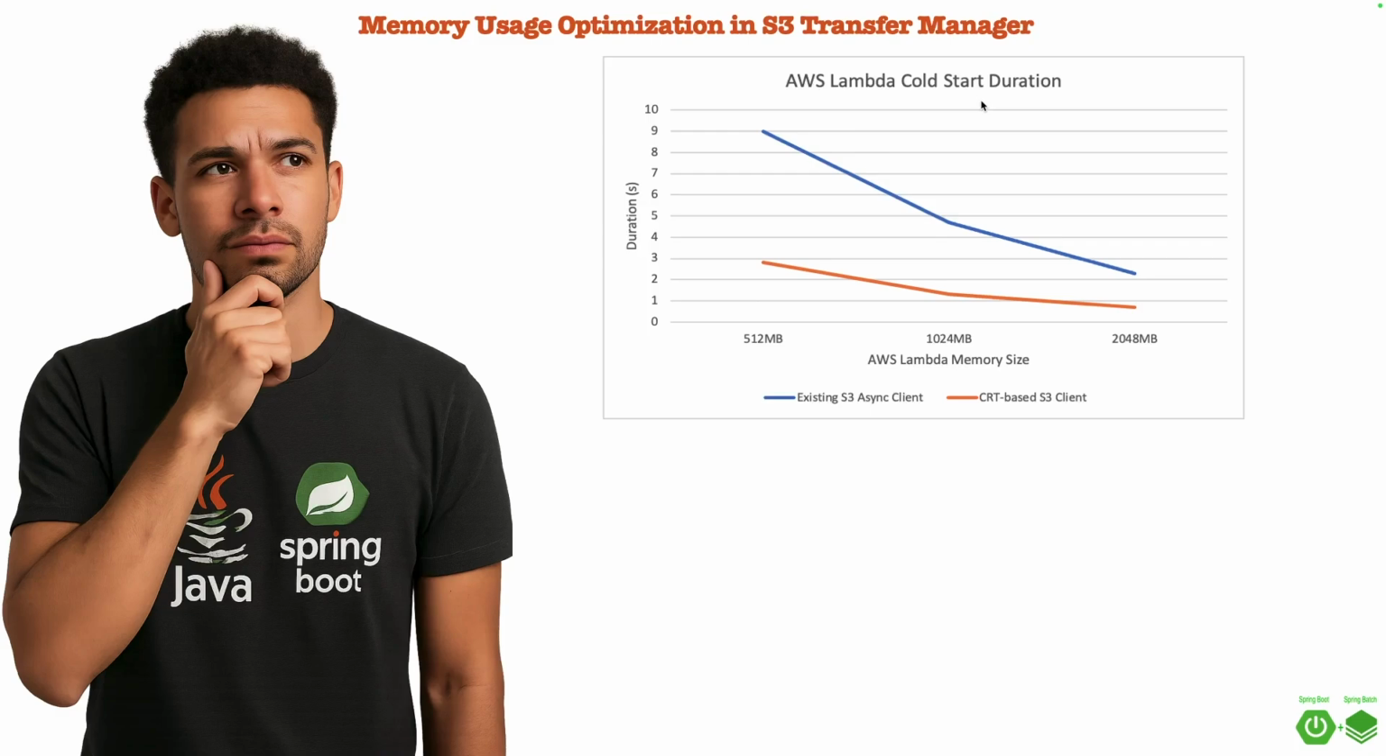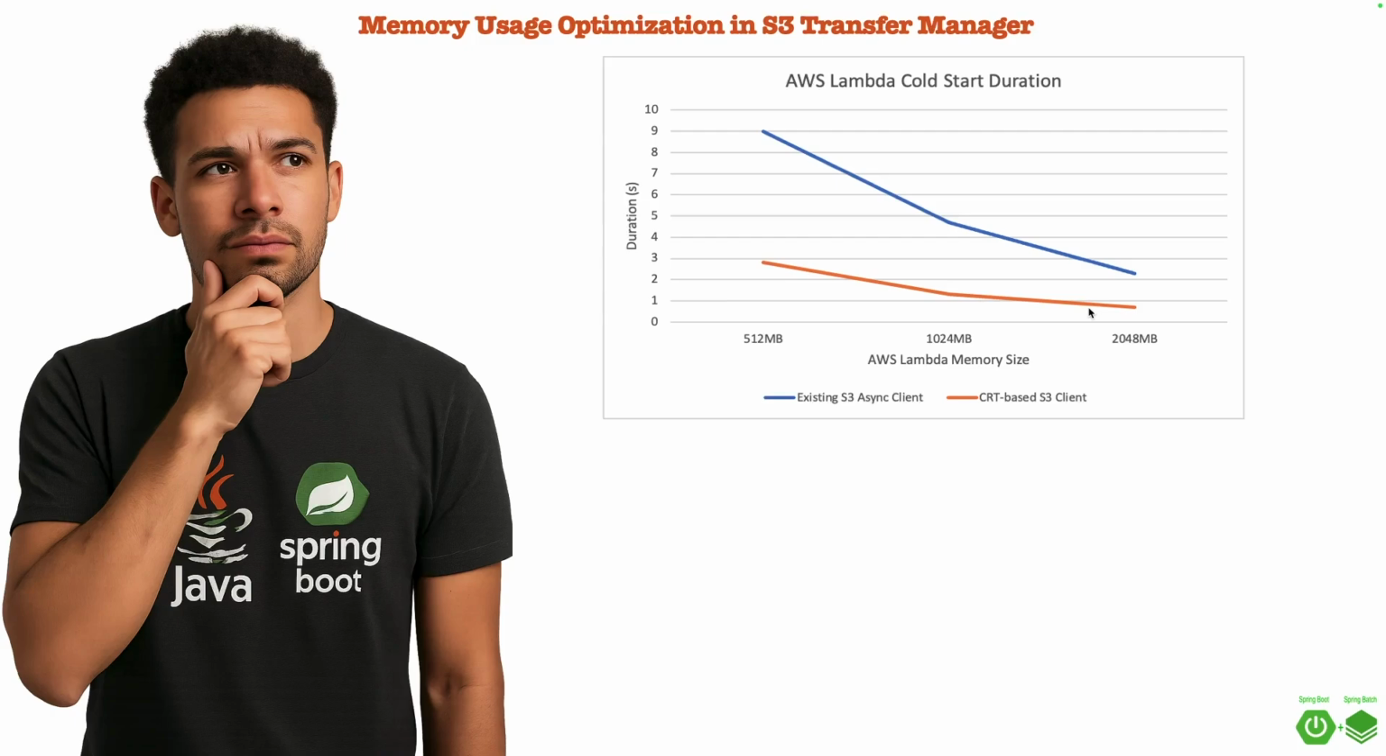So the cold start duration, as we can see here, decreases as memory size increases for both of them, okay? So for example, starting here from 512 megabytes to 2 gigabytes. What I'm trying to tell you guys is, if we take a look here at 2048 megabytes, the existing client is under 3 seconds, which is amazing, okay? While CRT, right? CRT is under 1 second.